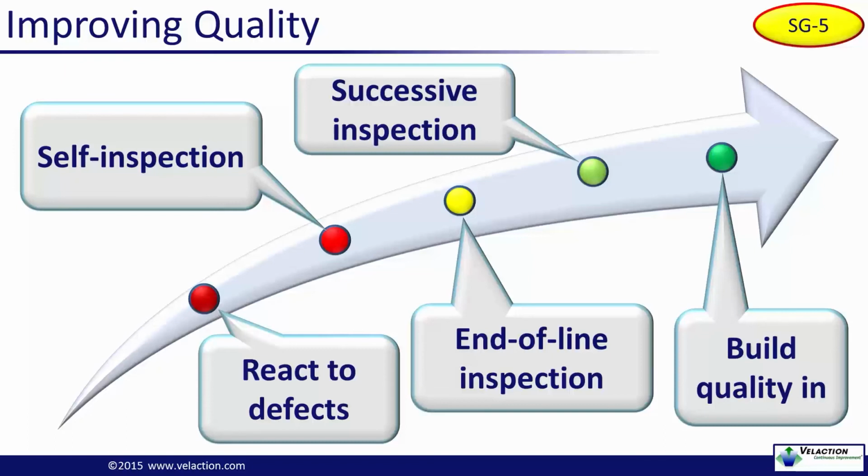Make the processes bulletproof. Make them hard to make a mistake with. This is often accomplished by using mistake-proofing or poka-yoke devices. Poka-yoke is simply the Japanese term for mistake-proofing.